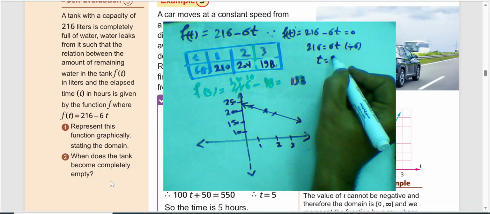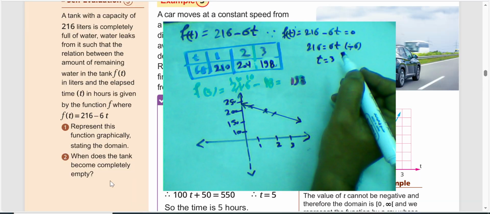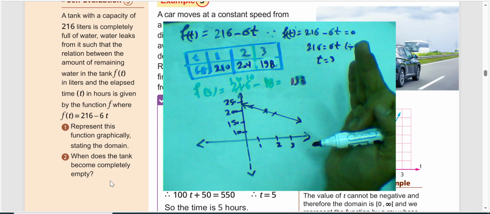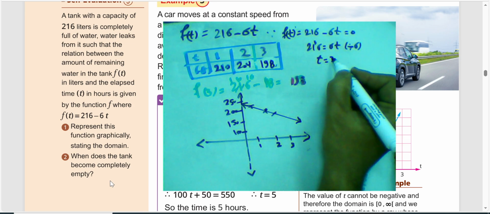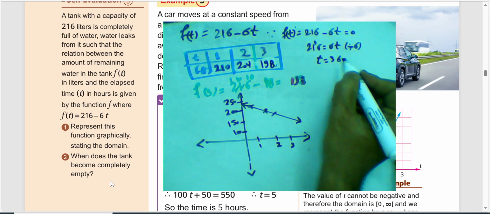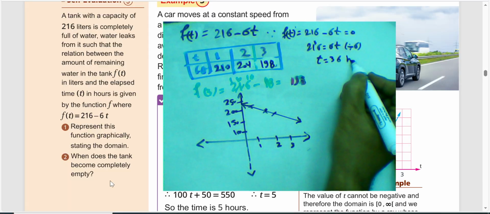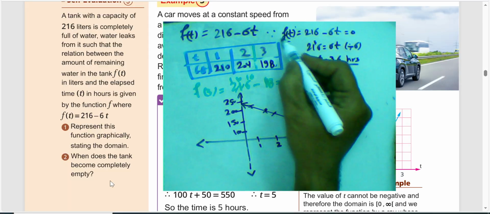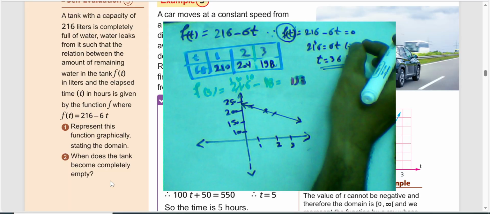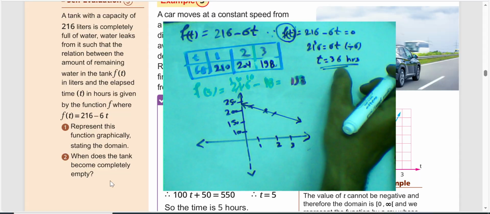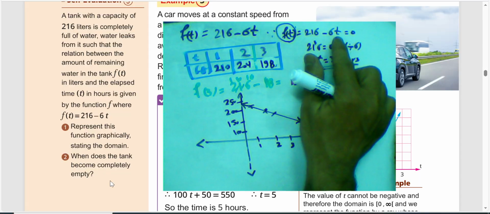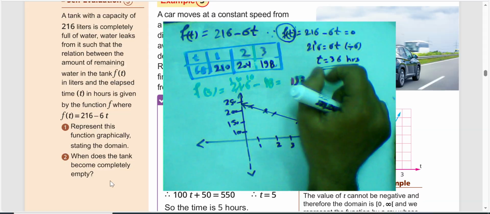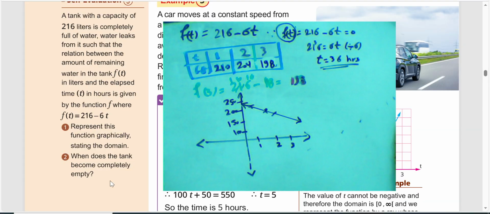21 divided by 6 equals 3. 3 times 6 equals 18. Just after 18, 19, 20, 21, the remainder will be 3. And 36 divided by 6 equals 6. But after 36 hours, it will be empty. It means f of t, the capacity, will be equal to 0 when time is 36, because 6 times 36 equals 216, subtract from 216 equals 0.